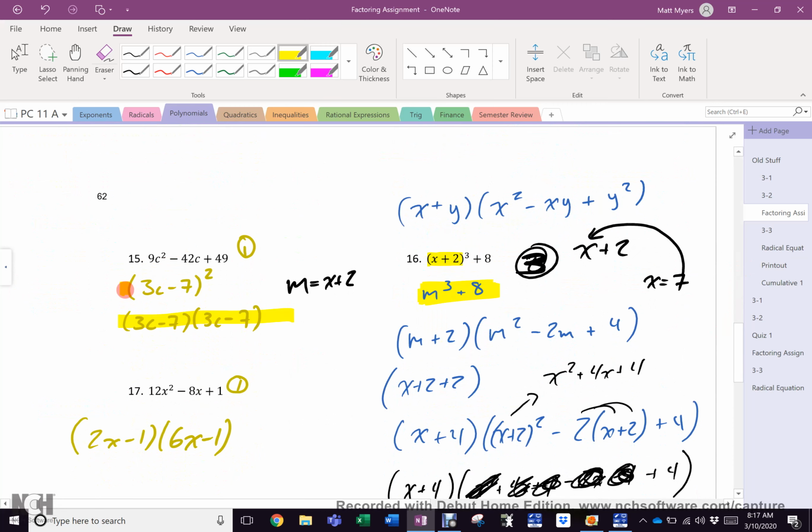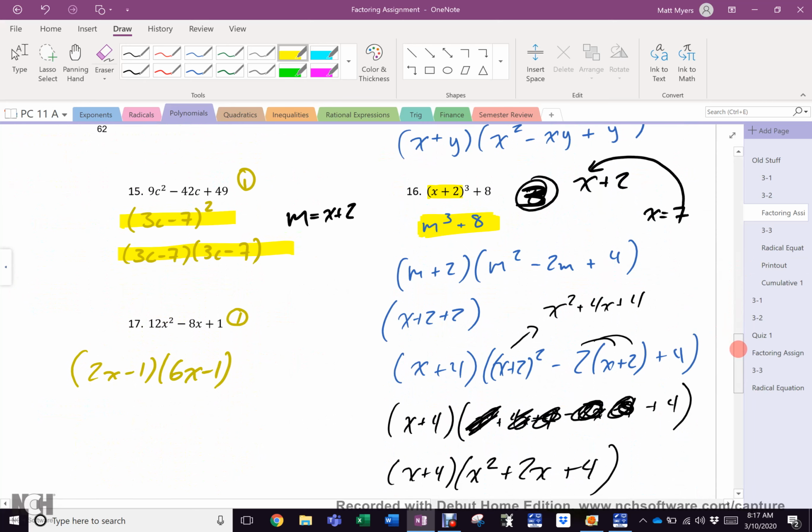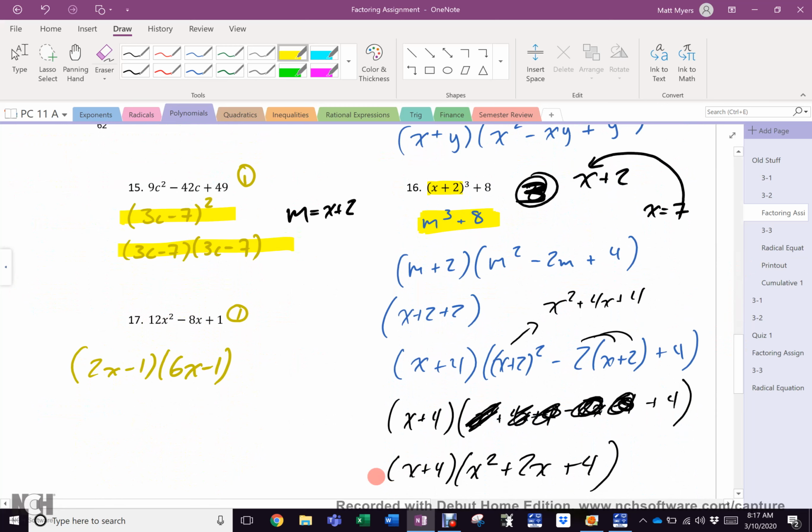I will accept, of course, both of those answers there. And that is the final answer there. But number 16 is a giant mess. So I don't mind going over 16, because a lot of you still don't seem to understand this move.